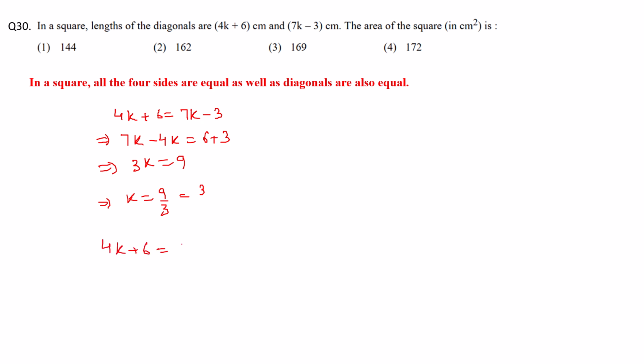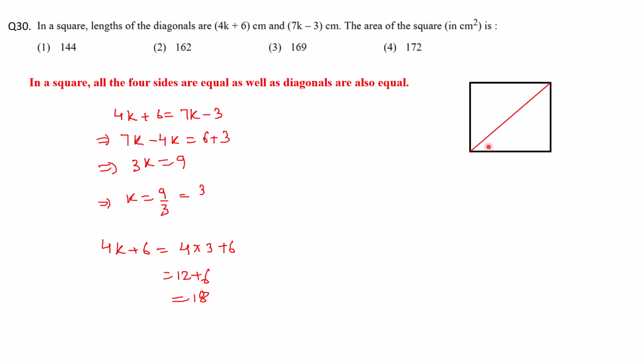So let's find the value of one of the diagonals. So 4k plus 6 means 4 into 3 plus 6, which will give me 12 plus 6 equal to 18. Now what you have to find? You have to find the area of the square. And we know that if you take the side of the square as x, area is side into side. So let's draw the figure of the square. And this is the diagonal. Diagonal measure is 18 centimeter. We know that in a square all the four sides are equal. So if I take this as x, this side is also x. And all the four angles are 90 degree, isn't it? So if I write the name of the square as ABCD, so you can see triangle ABC is a right angle triangle. So I can use the Pythagoras theorem, isn't it?